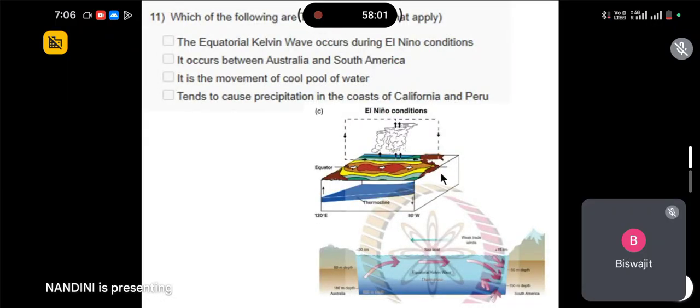Now, which of the following are true? The equatorial Kelvin wave occurs during El Nino conditions. It occurs between Australia and South America. It is the movement of a cool pool of water, and tends to cause precipitation on the coasts of California and Peru.